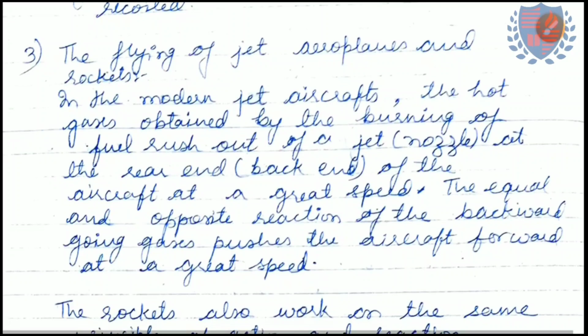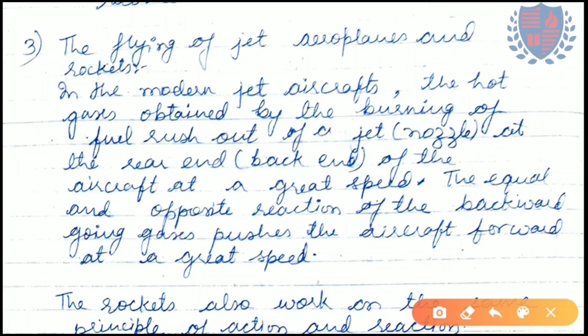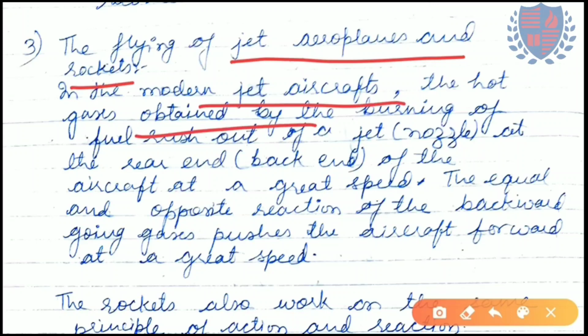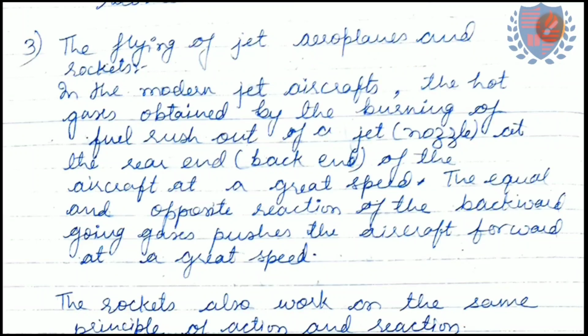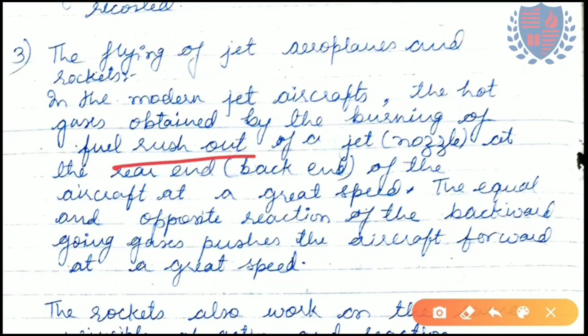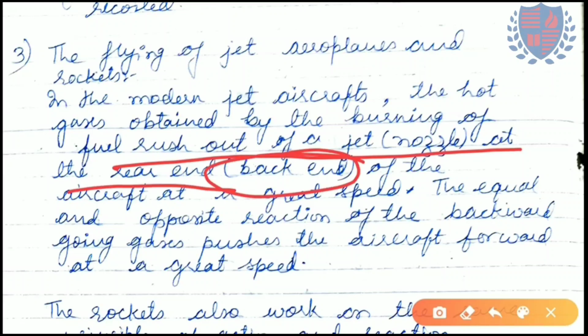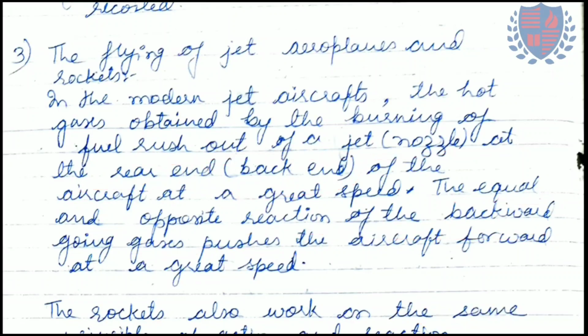Now the next example application of Newton's third law is the flying of jet aeroplanes and rockets. Jet aircrafts are horizontal. In the modern jet aircrafts, the hot gases obtained by the burning of the fuel rush out of a jet or nozzle at the rear end. The back end of the jet aircraft is known as the nozzle. With a great speed, the equal and opposite reaction of the backward going gases pushes the aircraft forward at a great speed.